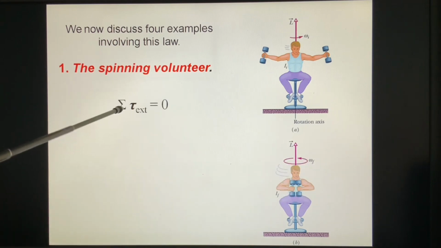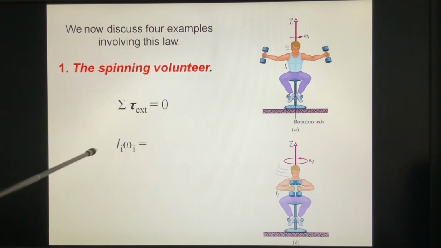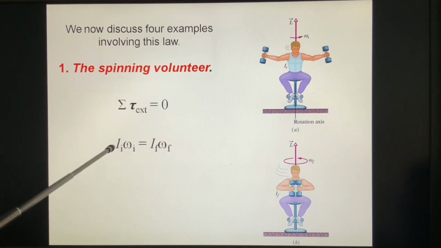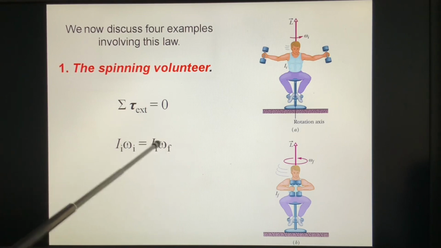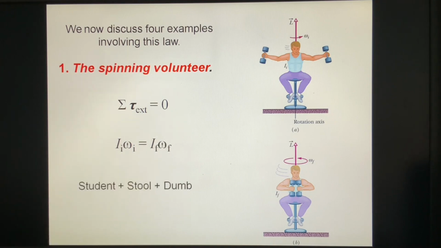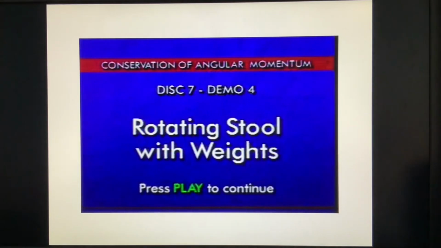In this case, sigma tau external equal to 0. So I initial omega initial equals I final omega final. Okay, if the I decreases, the frequency must increase. Okay, we see this one.